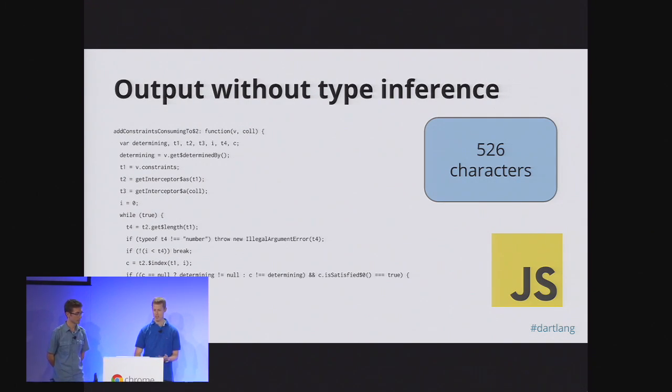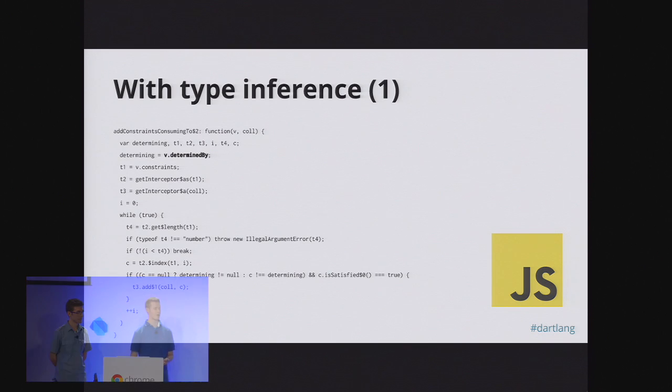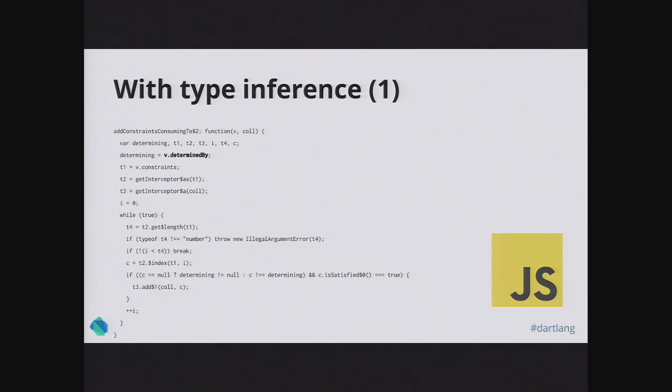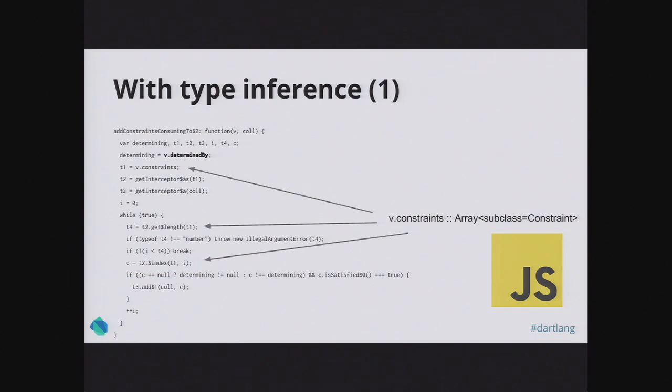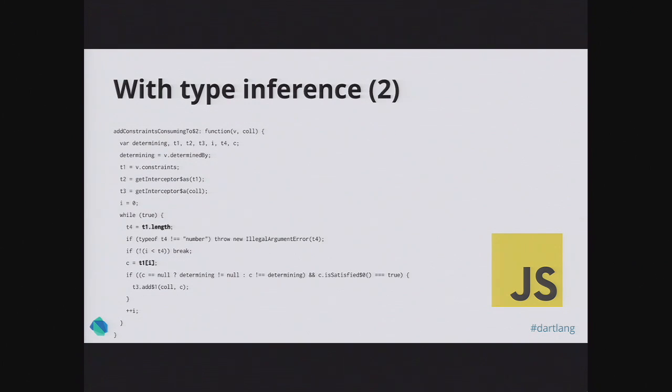play to our advantage. Here's the code again without type inferencing, 526 characters. First thing up, we know v is either null or a variable, so we can do a little bit better than just calling this getter on it. We can see that it always has a property determined by, we just fetch it, simple stuff. There are other things that we can win even more by recognizing. For instance, v, the variable.constraints. Since v is a variable, the constraints in there is always an array of constraints. So we don't have to go through calling a length getter and calling an index operator. We can just do the real JavaScript way. Just fetch the length and just index into the array.